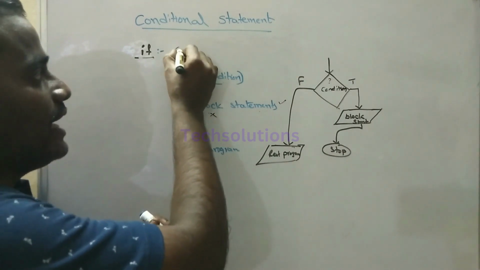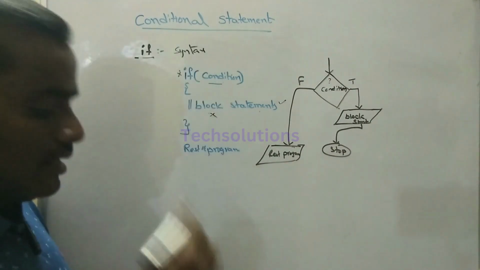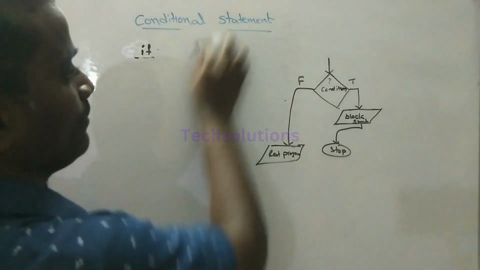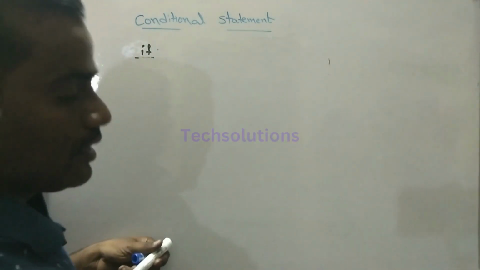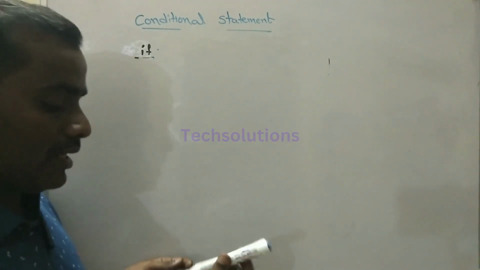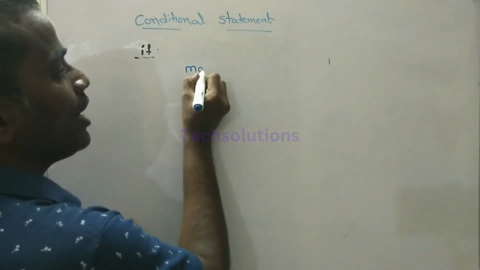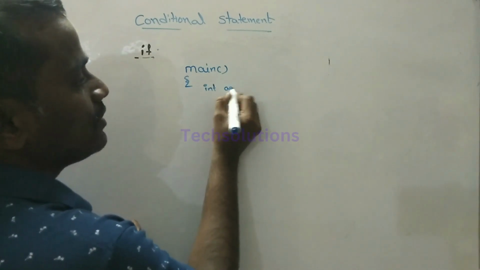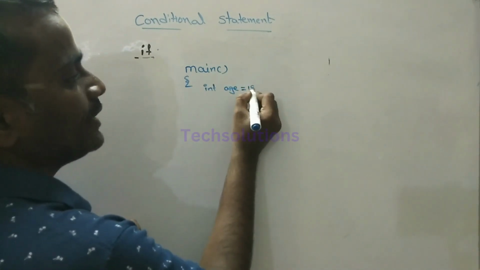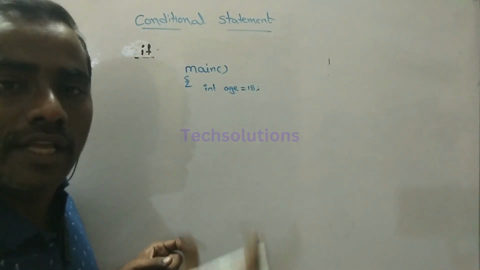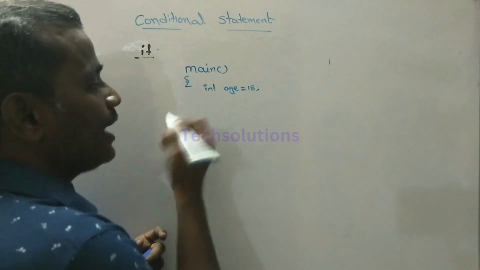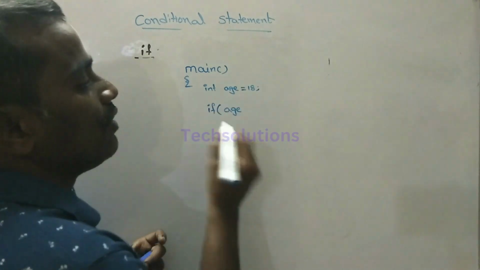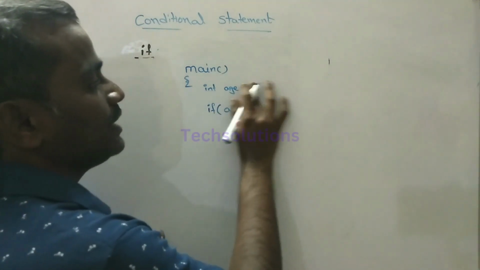Clear? That is the syntax for the simple if statement. Now we will see one program with an example for the simple if. Suppose I want to check whether he or she is eligible for voting. How can we write the logic? In main, I read the value of age. Suppose I declare the age directly, and then I check the condition.